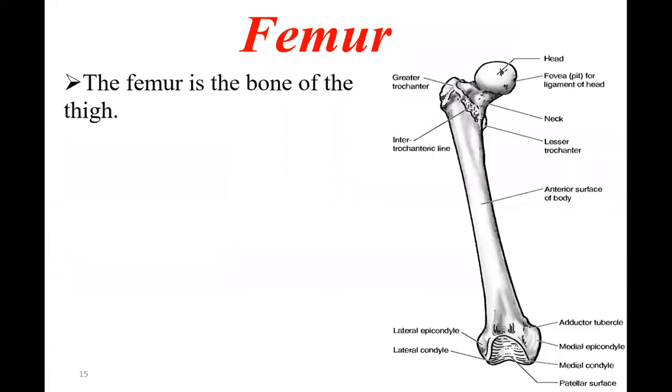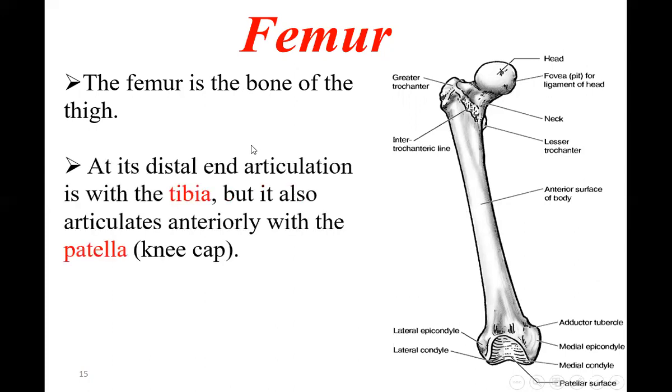Now coming to the largest, strongest and thickest bone in the whole body, this is called the femur, which is present in the lower limb. The thickest, strongest, longest bone in the whole body is the femur. A very big bone, strong bone, and this is called the femur. The femur is the bone of the thigh. The region where this bone is present is called the thigh.